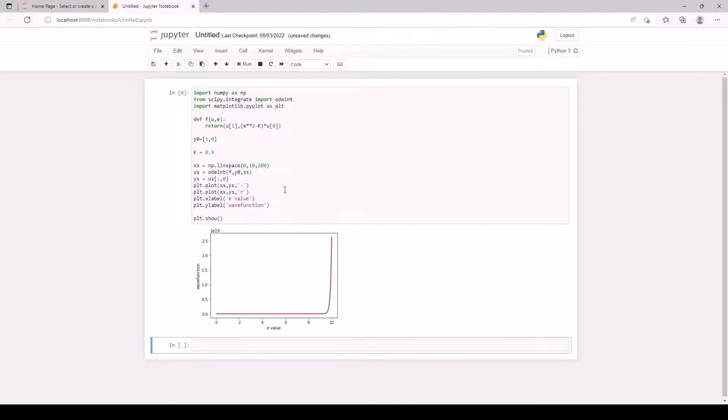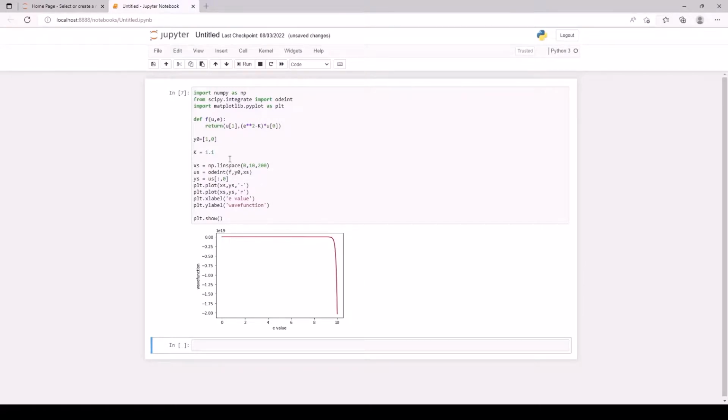There we go. Okay, so if we define k as 0.9, we see that this wave function goes all the way to infinity as e goes to infinity. So we don't want that. We want the wave function to go to 0 as e goes to infinity. Now, we do the wag the dog method and apply 1.1 instead of 0.9. And what we notice is that this tail goes the opposite direction now.